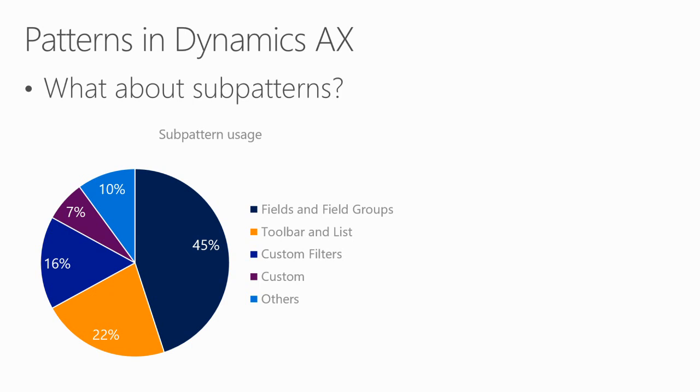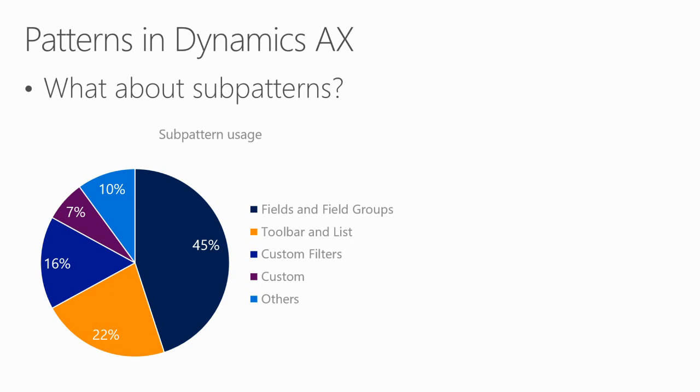This is just a container that has fields. It's going to responsively decide how many columns it gets based on the browser width. So that obviously is going to be a lot. Toolbar and list is another one we already talked about. You'll notice our custom on the subpatterns is also a small number. It's at 7%.